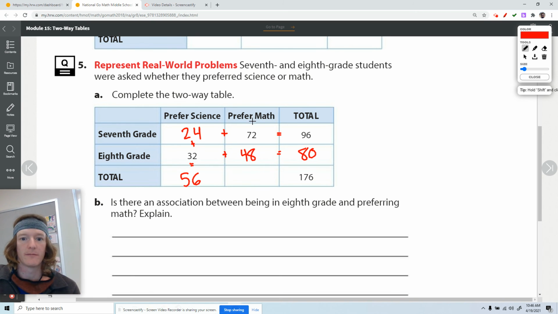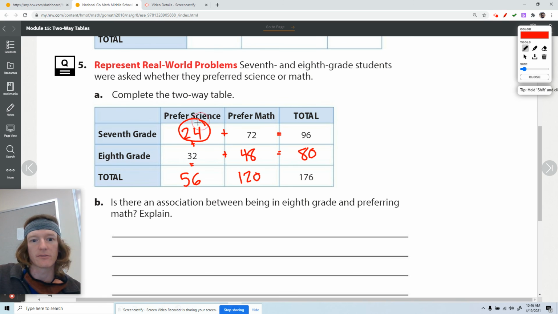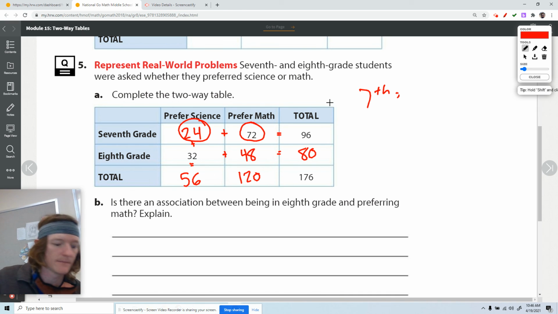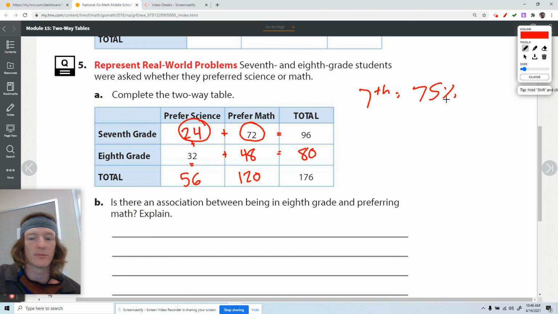And then finally, how many total prefer math? 72 plus 48. We get 120 prefer math. All right. That's what I like to hear. B, is there an association between being in 8th grade and preferring math? So let's just look at it. Looking at 7th grade, what percentage prefers math? That's 72 out of 96. That's 75% of people prefer math.